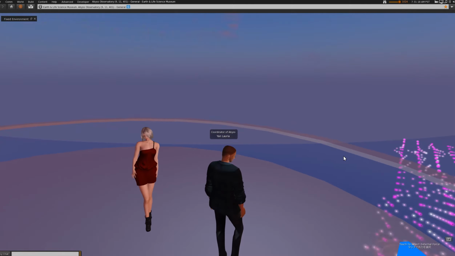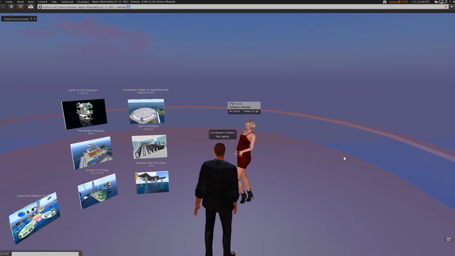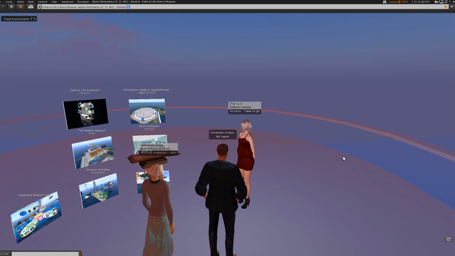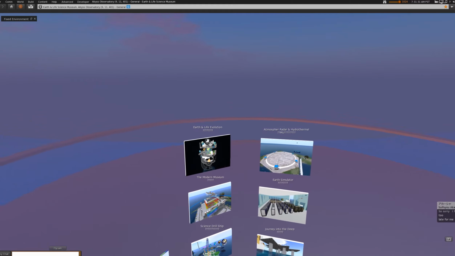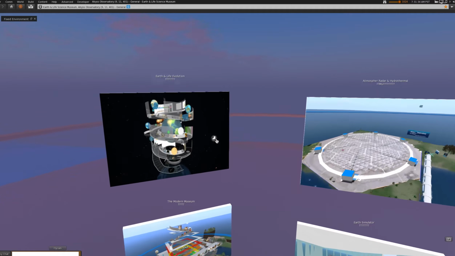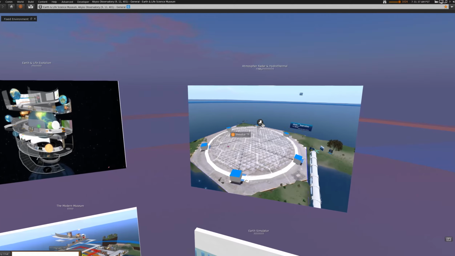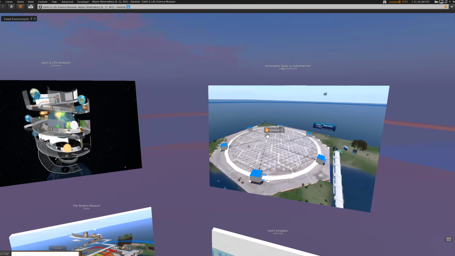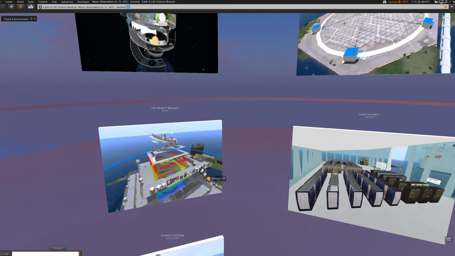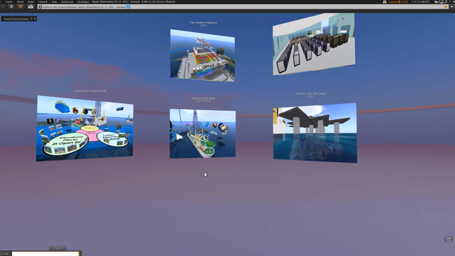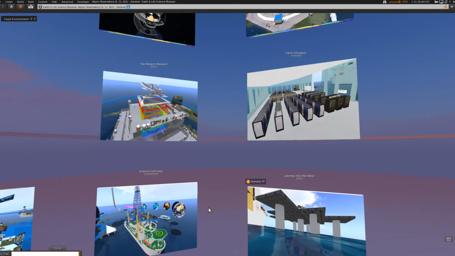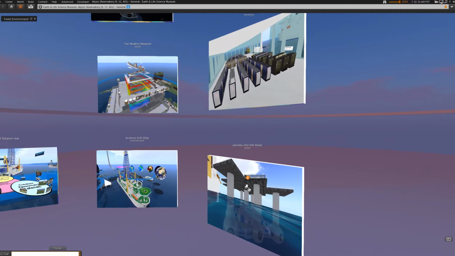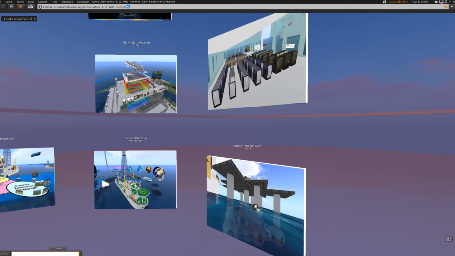So the other exhibits: Abyss exhibit, another exhibit is Earth and Life Evolution, and atmospheric radar, and modern museum, and Earth simulator. Please click Journey into the Deep.